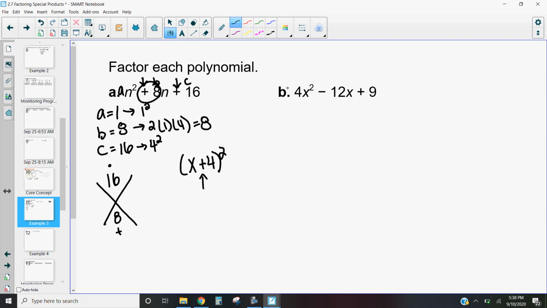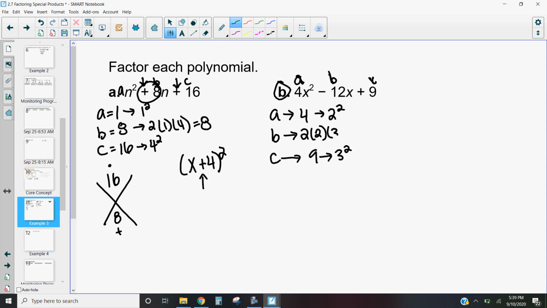Now let's take a look at part B, where we're looking at our A, our B, and our C, just like before. So A, is that a square number? Well, yeah, 4 is 2 squared. C, is that a square number? Yeah, 9 is 3 squared. So that means in order for this to work, our B needs to be 2 times the square roots of A and C, so 2 times 2 times 3. And what is 2 times 2 times 3? Well, 2 times 2 is 4.